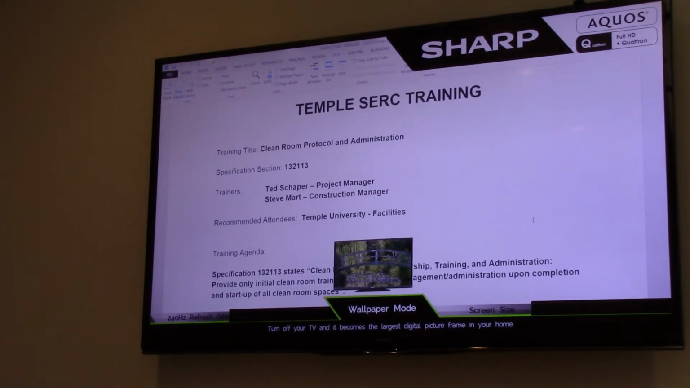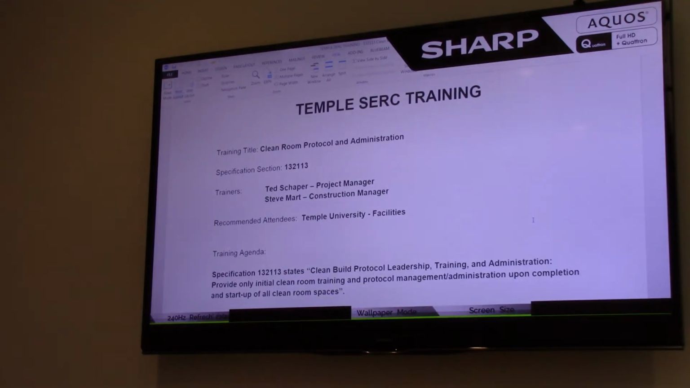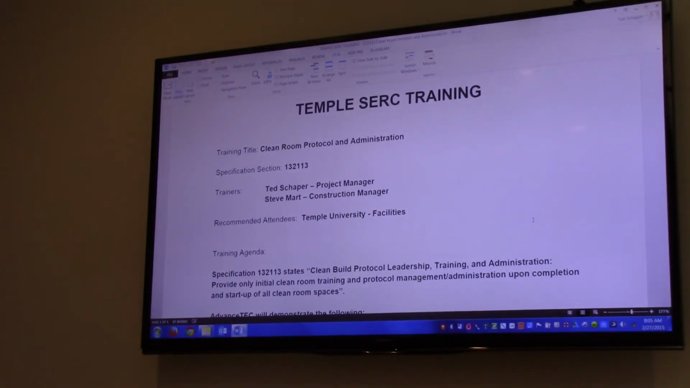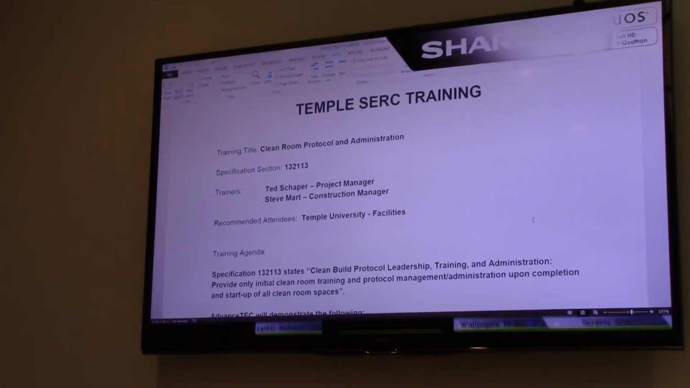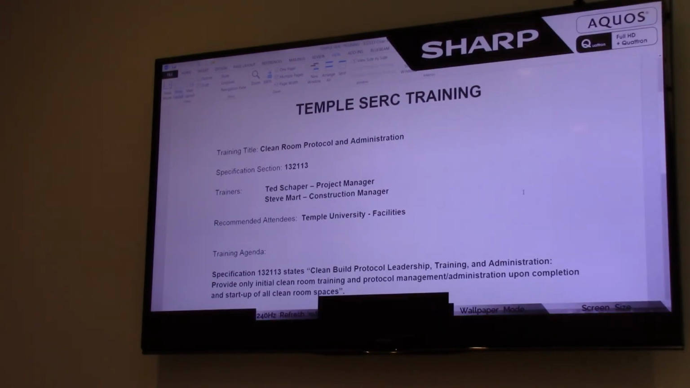We have a slideshow that's going to go through the protocol training. Then after we conduct this training in the conference room here, we're going to go to the clean room, and Steve will demonstrate with some of the supplies we have here how to properly enter the clean room and get gowned up, and then how you would de-gown, okay?